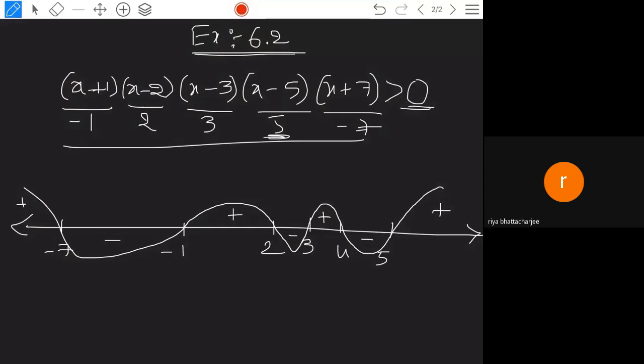It is not a little bit easy when a very large expression is given, but if it is given in the form of factors, it is a little bit easy. Now randomly check by substituting minus 10 in each factor. What do you get? Negative, negative, negative. Overall: positive, negative, positive, negative, positive, negative, positive.